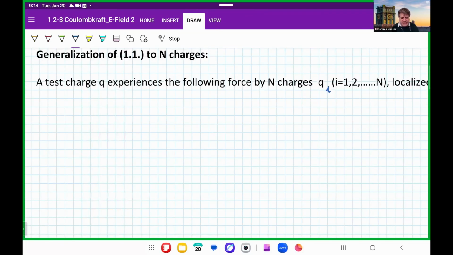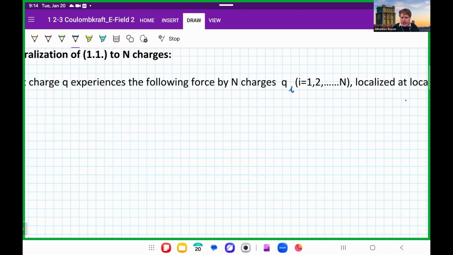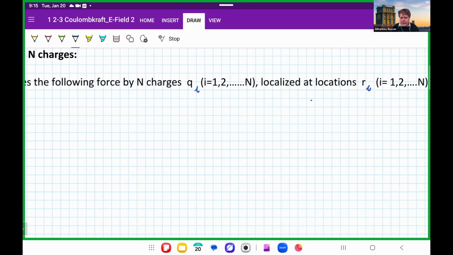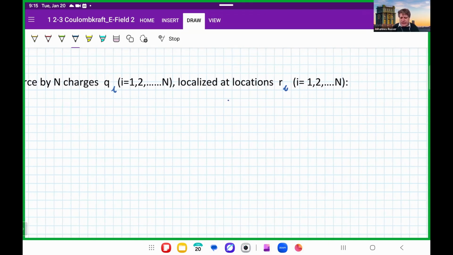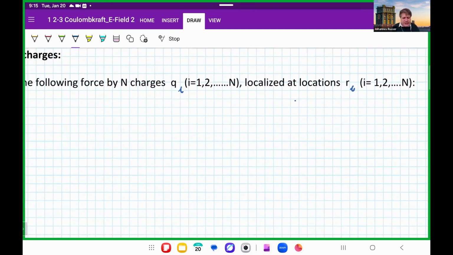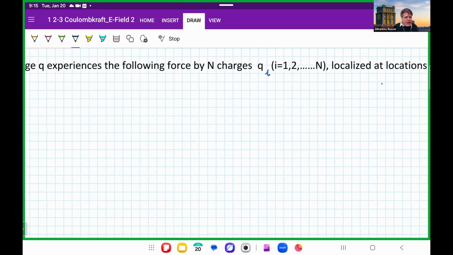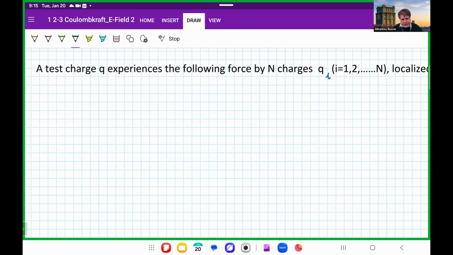Now we have a test charge Q that experiences the following force by n charges. So we have Q sub i, running i from 1 to n, and they are placed at various locations, and the location of each charge is denoted with r sub i, and also the i is, of course, running from 1 to n. Let's plot how that could look. We start again with an origin. This is our origin, O.